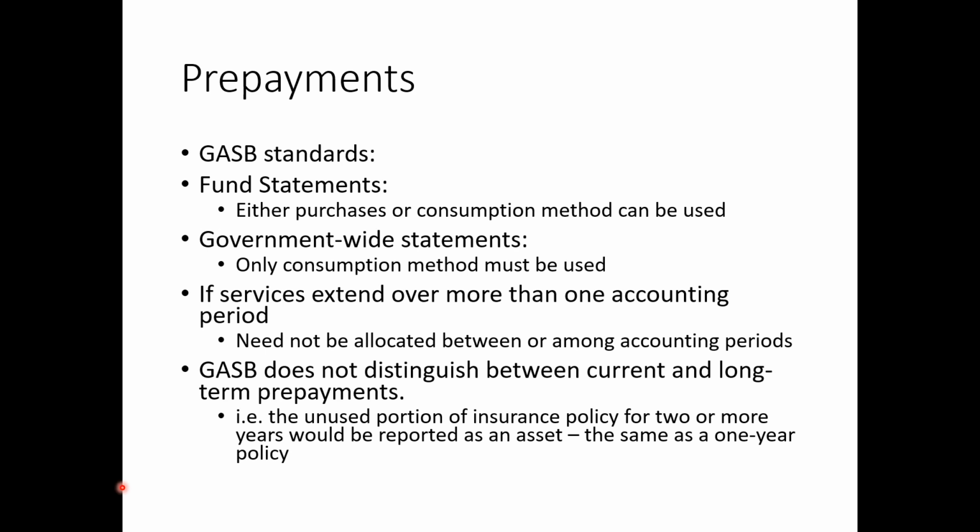Prepayments. GASB standards for prepayments: for fund statements, you can use either the purchases or consumption method, just like inventories. But for government-wide statements, only the consumption method must be used. In other words, recognize an asset, then when we recognize expenses, at the end of the period adjust the fund balance, either increasing or decreasing non-spendable.